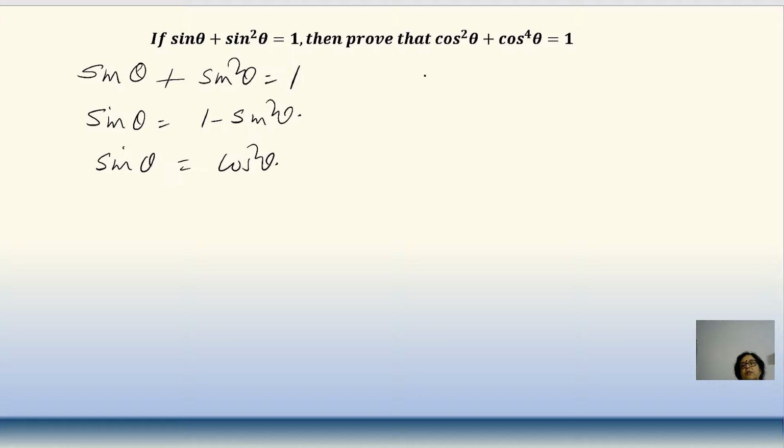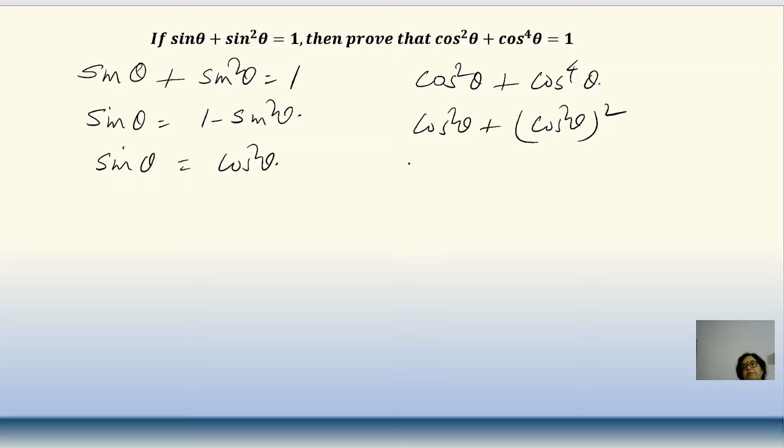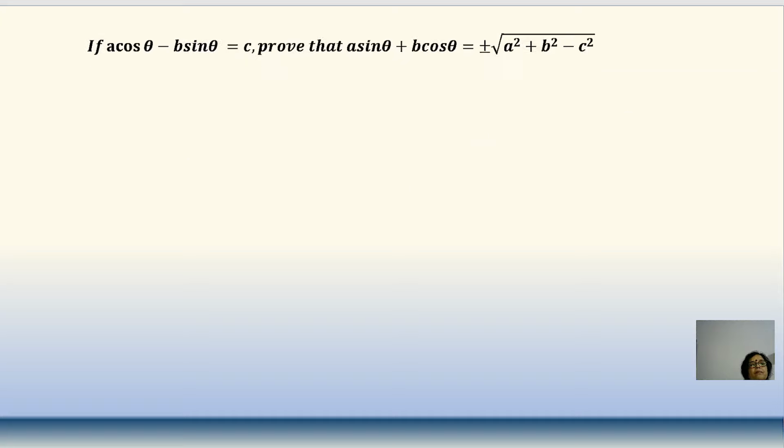So sine theta becomes equal to cos square theta. Now we take this expression that is asked to be proved and rewrite it: this is cos 4 theta, so this can be written as cos square theta plus cos square theta whole square. Now this becomes equal to cos square theta plus sine square theta, that is equal to 1. Cos square theta is sine theta, so this becomes sine square theta. So see how this has been applied in a different manner over here.